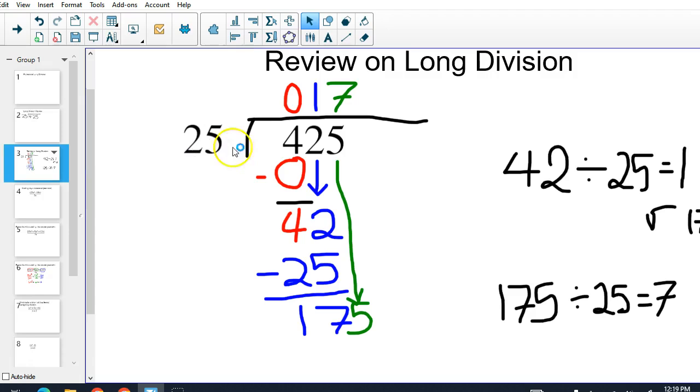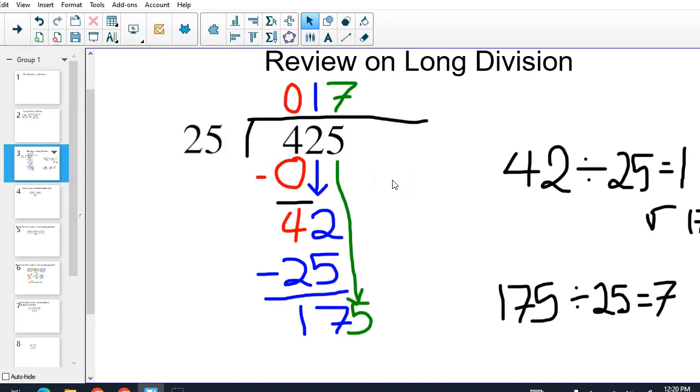So 42 divided by 25, which we have over here, gives us 1 with a remainder of 17. I think that 17 might not quite be in the capture, but it's over there. So when we subtract 42 minus 25, gives us that 17. We bring down our last number, which was our 5, and we divide for one last time. 175 divided by 25 gives us 7. So 425 divided by 25 is 17.